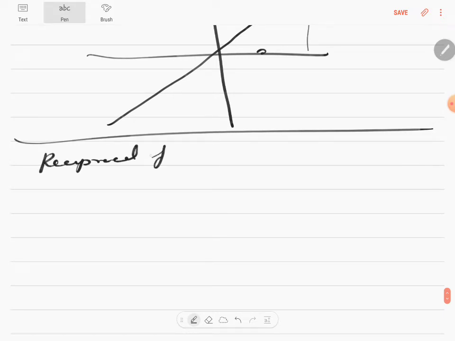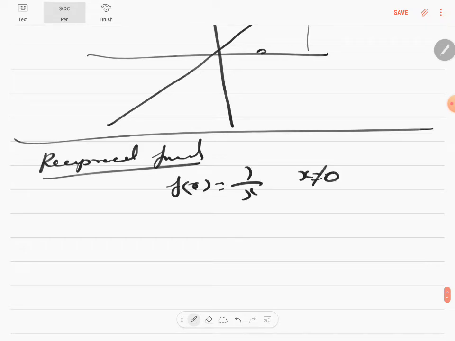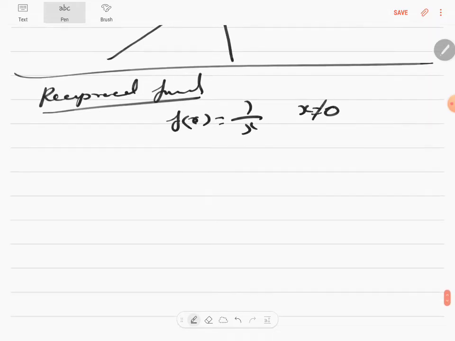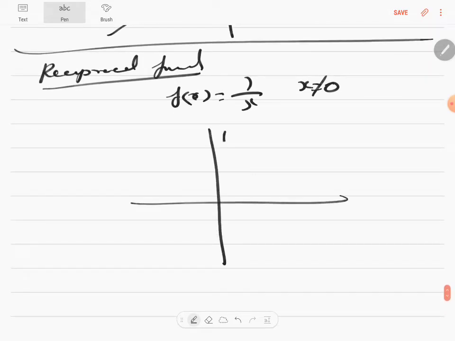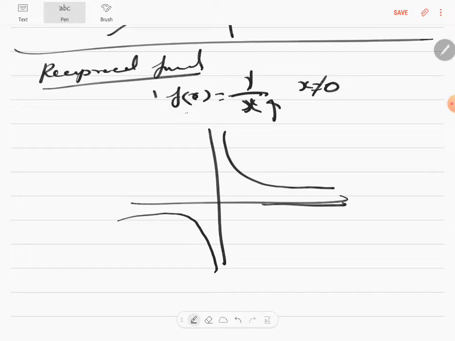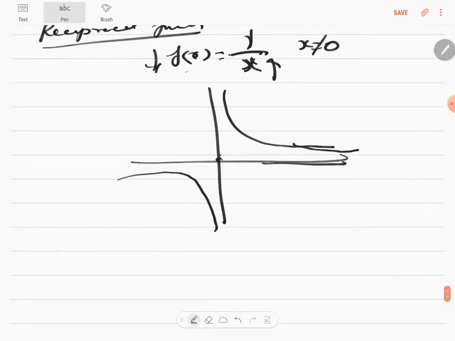Next is a reciprocal function. What is a reciprocal function? F of x is equal to 1 by x, where x is not equal to 0. That's known as a reciprocal function. How do you draw this graph? You draw it like this and like this. As x becomes bigger, the y value is decreasing. If x is more, y value is less. Can you see? But it never gets to 0 because x itself cannot be 0.